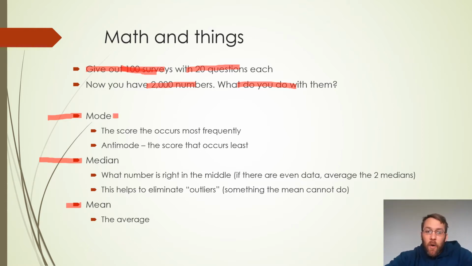The first is the mode. So what is the score that occurs most frequently? All right, that's the mode, the score that occurs most frequently. So let's go back to this idea of height in the NBA. All right, the average incoming basketball player to the NBA might be a height of 6'7". That could be the most frequent height of all the players that we have. Most players are 6'7", just from a numerical situation.